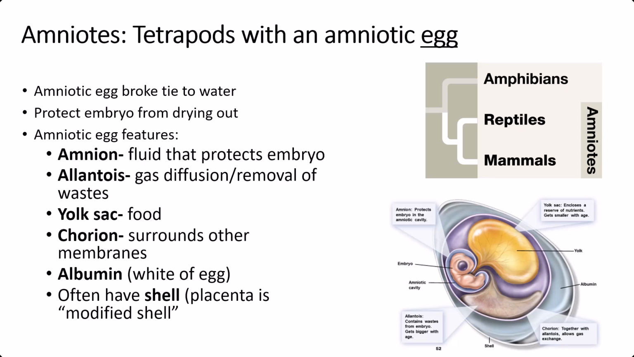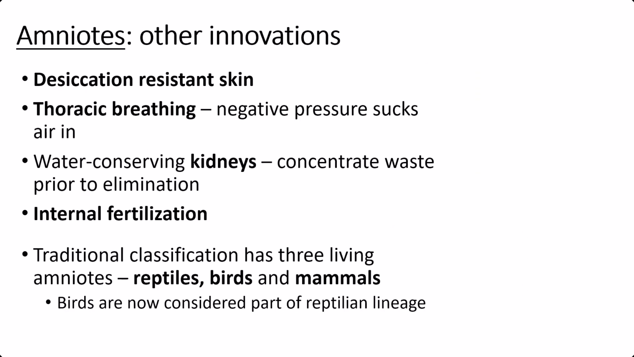But this is a little bit tricky because placental animals or placental mammals are also amniotes, but that placenta is just a highly modified shell. Other important innovations of amniotes, they have skin that resists drying out, so desiccation-resistant skin.